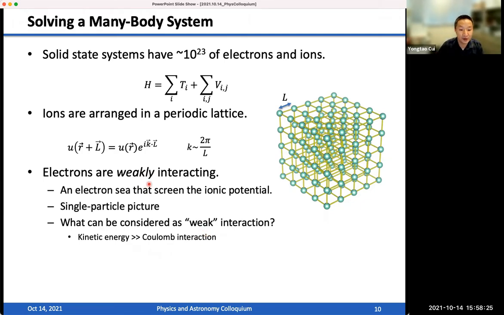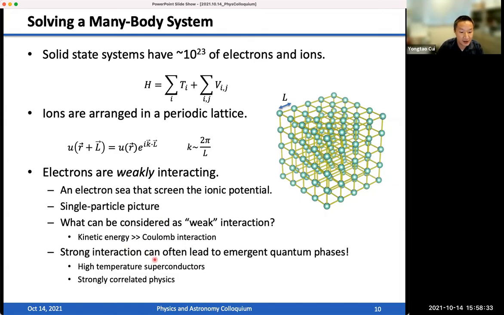And this is an important approximation for many solid state systems. If this approximation fails, meaning there are strong interactions, that can often lead to very novel quantum physics. A famous example is the high temperature superconductors. This also opens up an entirely new field called strongly correlated physics. This strong interaction is a lot of times also referred to as strong correlation. And we're actually going to talk about some of the 2D systems that potentially fall into this category.